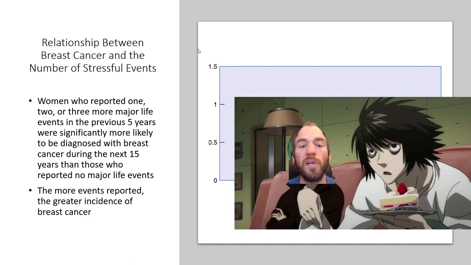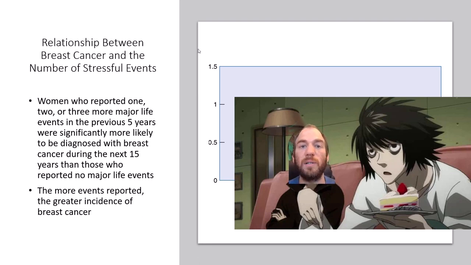The Finnish study also found that women who reported 1, 2, or 3 or more major life events in the previous 5 years were significantly more likely to be diagnosed with breast cancer during the next 15 years than those who reported no major life events. The more events reported, the greater the incidence of breast cancer. This is sometimes referred to as a dosage effect.